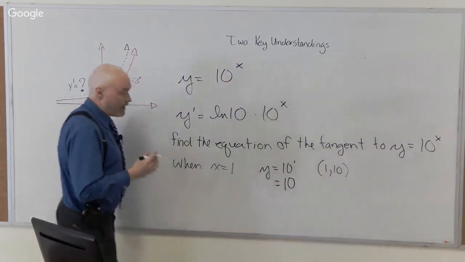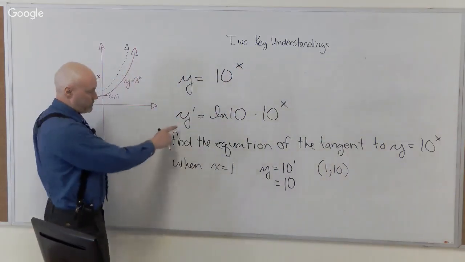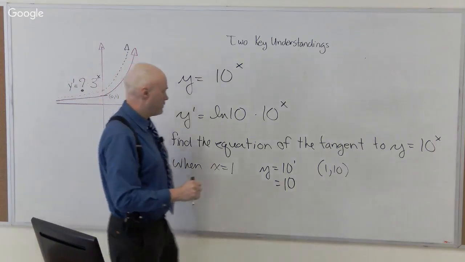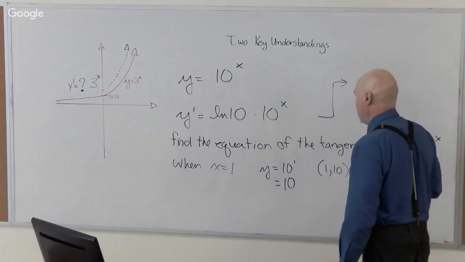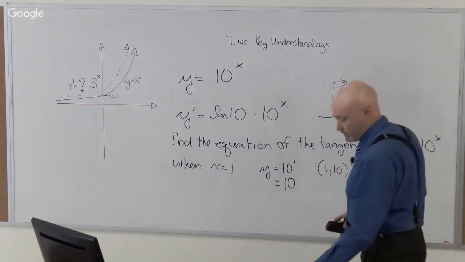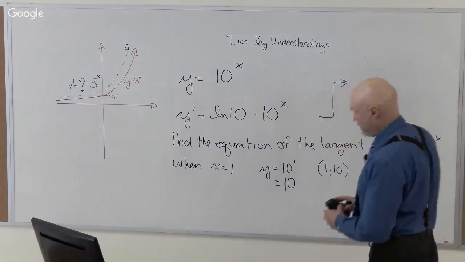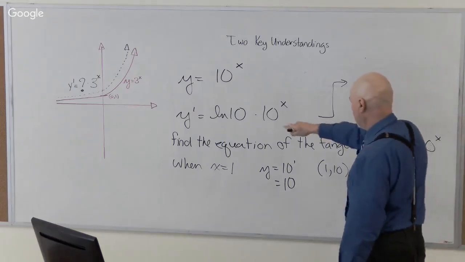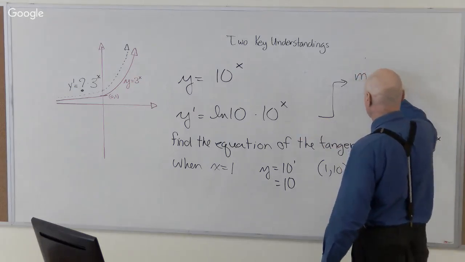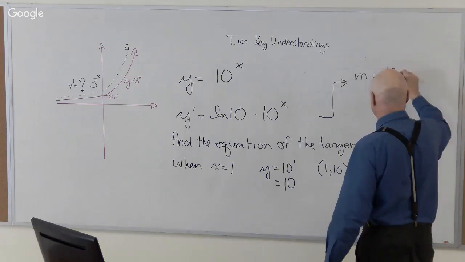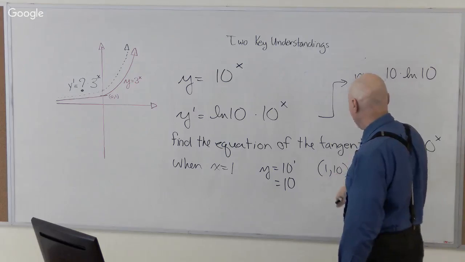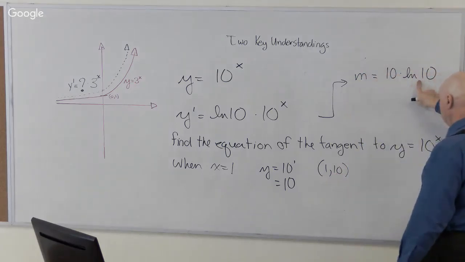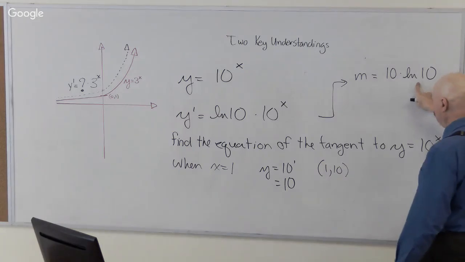Now we're going to find the slope, which is just the value of the derivative when x is equal to 1. Basically all I have to do is substitute a 1 into this slope function. So m is going to be 10 times the natural log of 10. Good. I have my x-coordinate. I have my y-coordinate. I have this really awkward looking value for my slope.